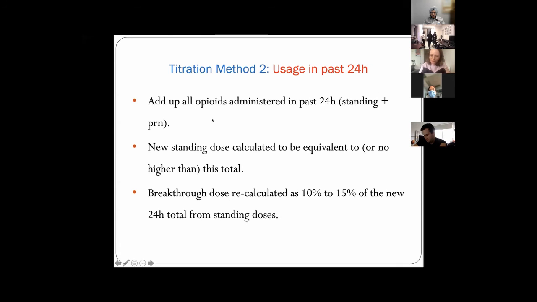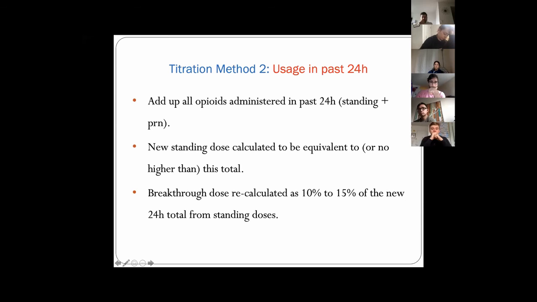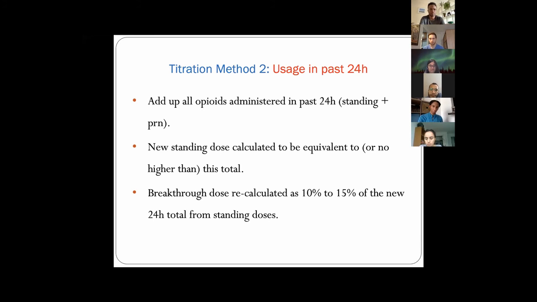Thank you. And then for your second titration method, let's say you've already put the patient on a standing dose and a PRN dose. Because usually when you have chronic pain, acute on chronic pain, you have a standing or around-the-clock dose, and then you also have a PRN or short-acting dose. So what you do is you total everything, and then you just divide them accordingly.